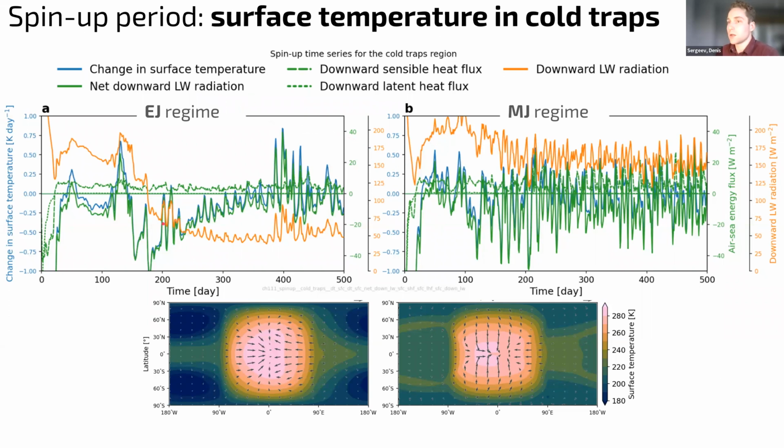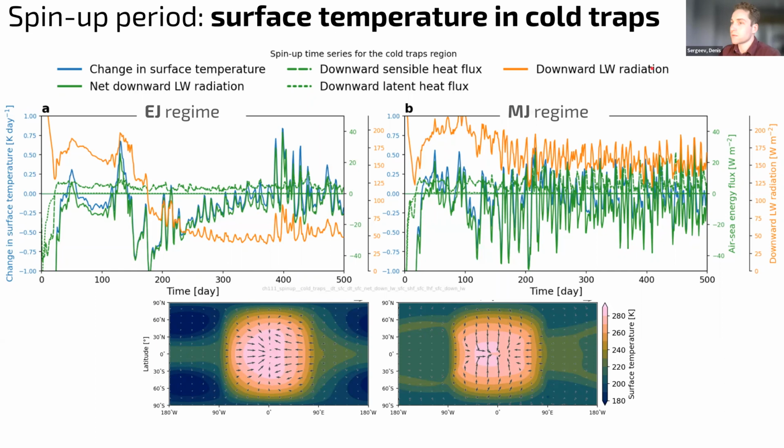And you can see here that there's a distinct drop in the downward long wave radiation after about 150 days, just when the equatorial superrotation emerges in previous plots. On the other hand, in the MJ regime, the same term stays roughly constant throughout the simulation, and doesn't experience the same drop.